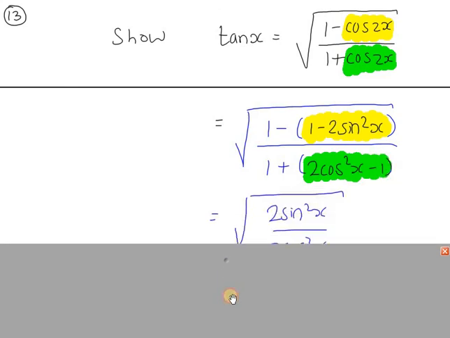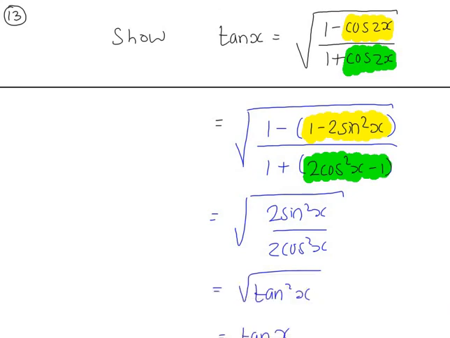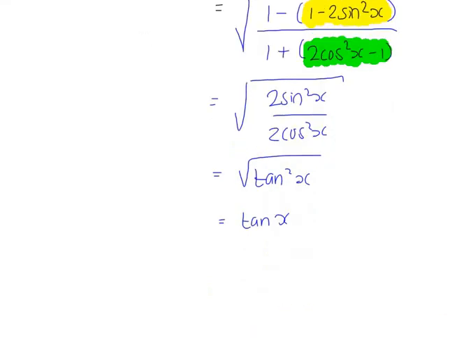And then we simplify. 2's will cancel, sine squared over cos squared is tan squared, you square root the tan squared, and you get tan, which is what we were trying to show.